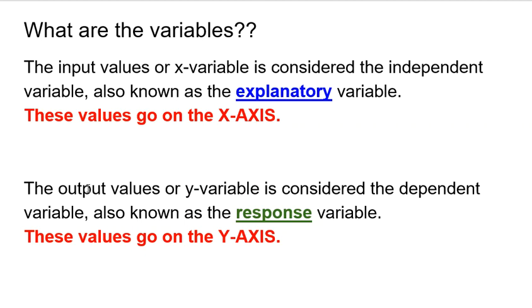And the y variable, or the output values, is considered the dependent variable because it depends on the x variable. And this is also known as the response variable. This always goes on the y-axis. And the idea is that the explanatory variable explains the response variable, or the response variable is responding to the explanatory variable. So x is the independent and y is the dependent variable.